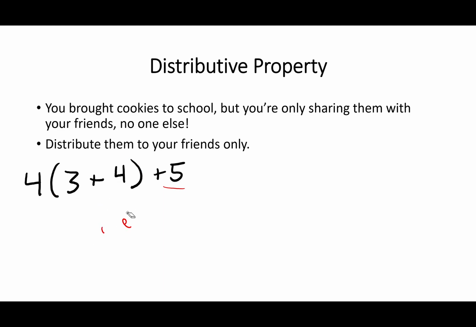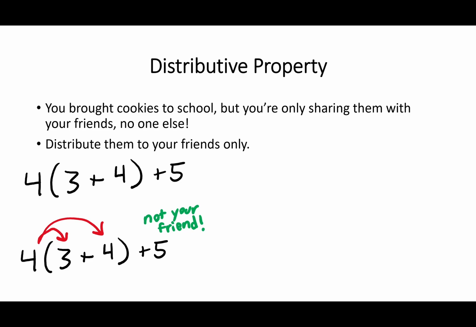So, this guy over here, the 5, is he part of your group? No, he's outside of your group. You're not going to give him any cookies. He's not your friend. He doesn't deserve them. Okay, so when you distribute, you are only distributing to your friends, not the 5, not whatever number is on the outside. Remember that. So when you distribute, you multiply.